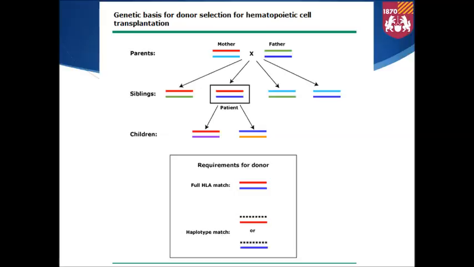So for this patient, if we look at his siblings, by common laws of inheritance, with each sibling there's a 25% chance that the sibling will be a full match, and there's a 50% chance that the sibling will be a half match. So when we consider that option, we have more donors to consider.